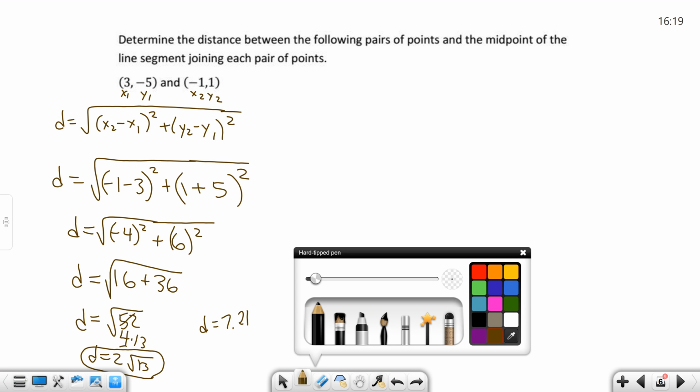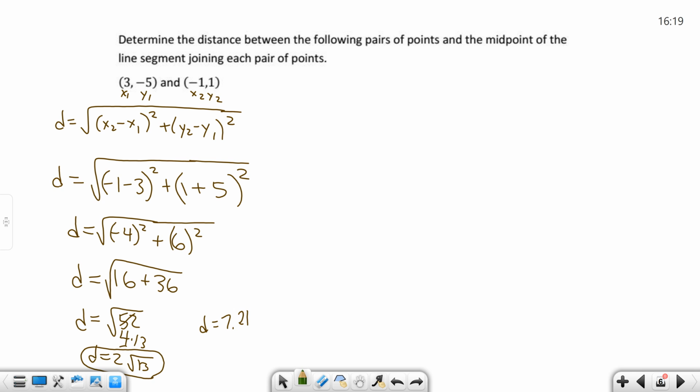If it asks for that. If it doesn't, just do the exact answer. But I think this is the one that does the 2 decimal places. All right, what about the midpoint?